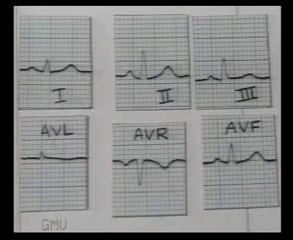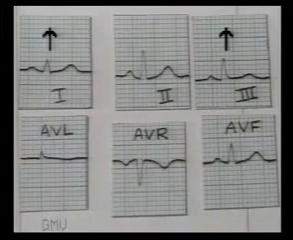Now come to QRS complex. Look at leads 1 and 3 for axis deviation. Remember, left leaves and right reaches. Here both leads have upright QRS complexes, which is normal.